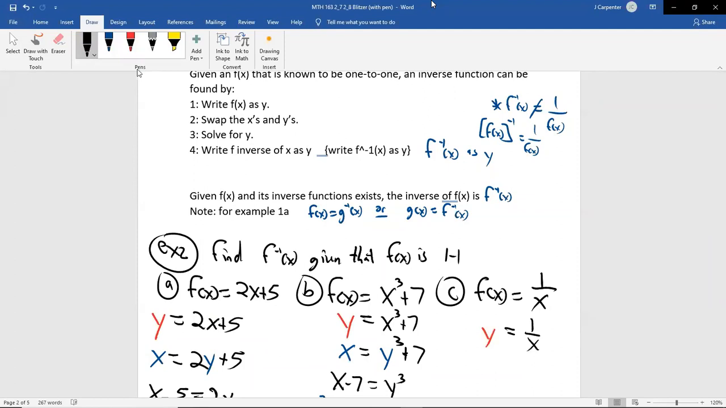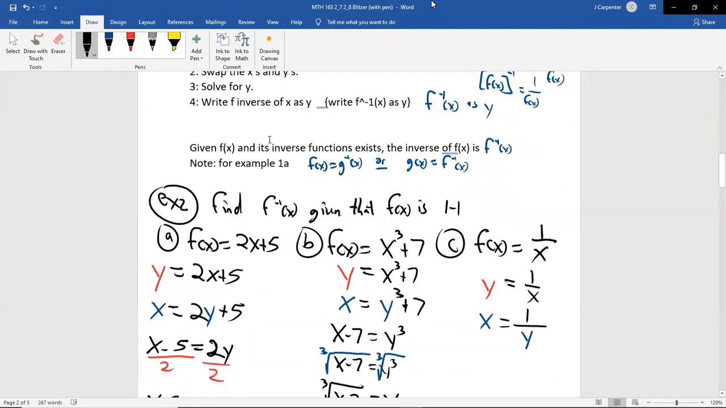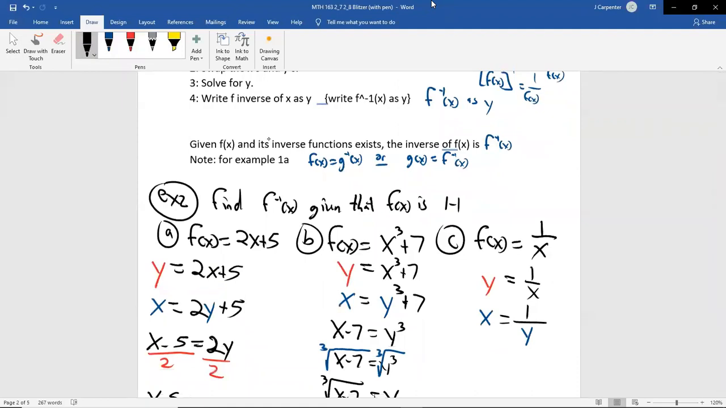Second step, swap the x's and the y's. So any y becomes an x, and then any x becomes a y. So that's in the bottom. x equals 1 over y. Third step, solve for y. Oh no, the y is in the bottom. What do we do? I've never seen this before. Don't you dare say that. You've definitely seen this before.